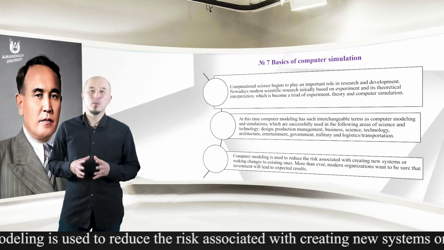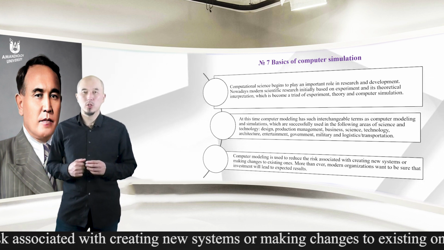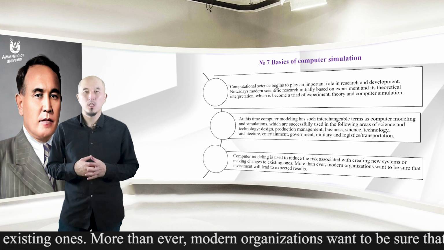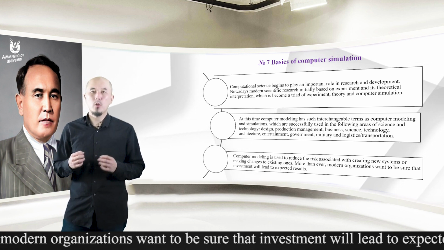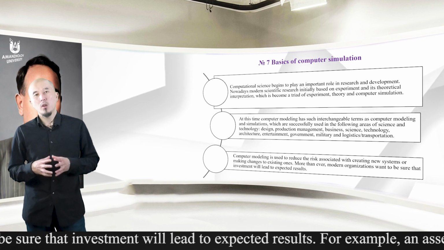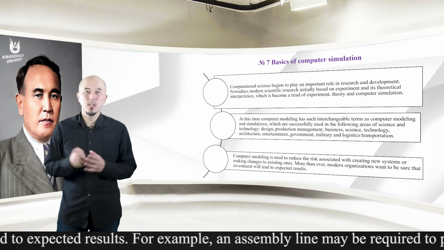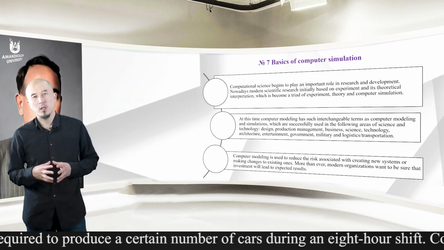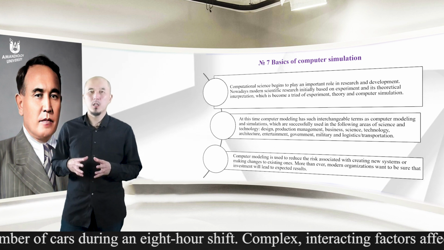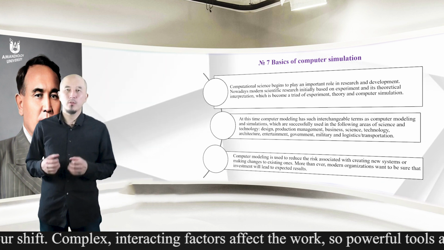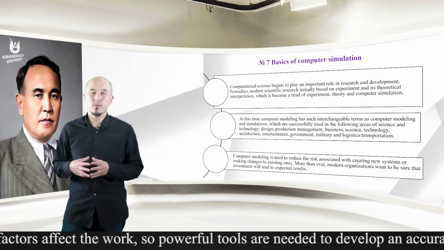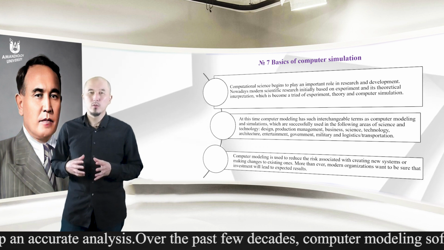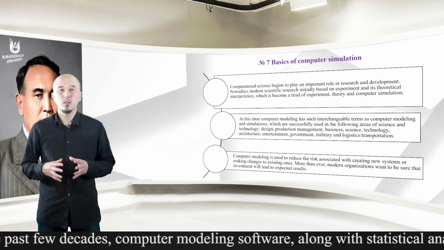Computer modeling is used to reduce the risk associated with creating new systems or making changes to existing ones. More than ever, modern organizations want to be sure that investment will lead to expected results. For example, an assembly line may be required to produce a certain number of squares during an 8-hour shift. Complex interacting factors affect the work, so powerful tools are needed to develop an accurate analysis.